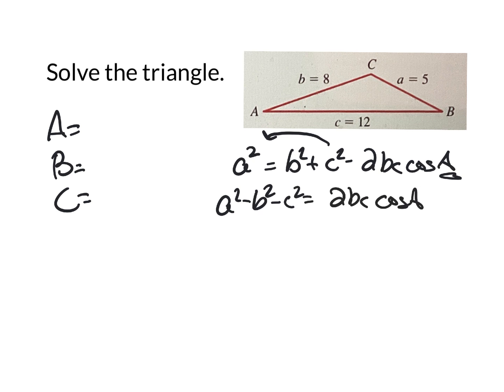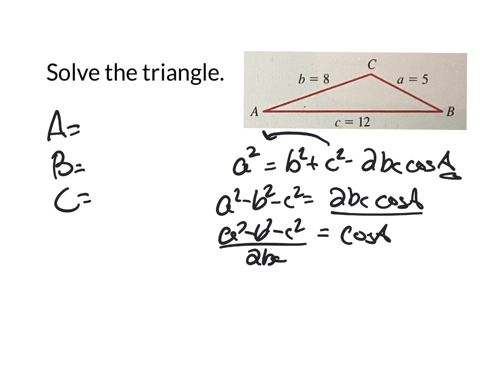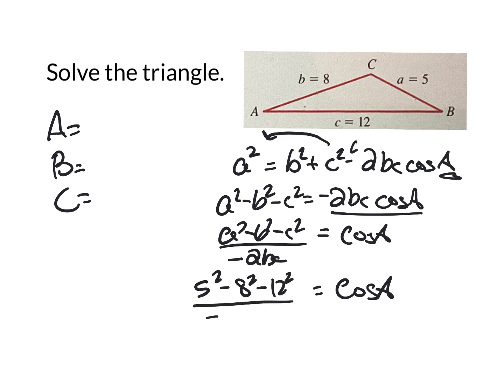2bc cosine A. Now to get the cosine A by itself, I'm going to divide, because that's all multiplication right there. I'm going to divide the whole side. This a squared minus b squared minus c squared over the 2bc. Should be a negative 2bc, by the way. I lost my minus sign from right there. Okay, so I'm going to put the numbers in there. First of all, a squared would be 5 squared. b squared is going to be 8 squared. c squared is 12 squared over negative 2 times b, which is 8, times c, which is 12.